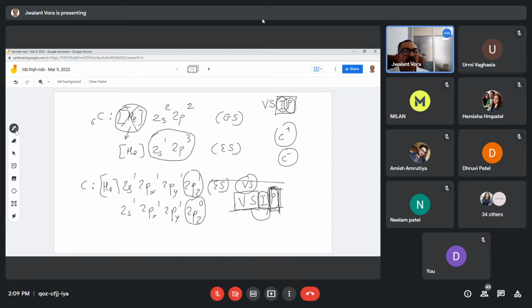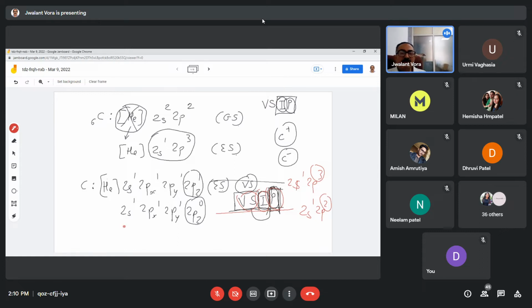This we can write as 2s1 2p3. Now this will be 2s1 2p2. We have removed one electron from the valence state. It has been converted into ionic part. How much amount of energy, how much amount of potential we need to provide for it? This is said to be VSIP. How much amount of energy should we provide if we want to remove one electron from the 2pz orbital?